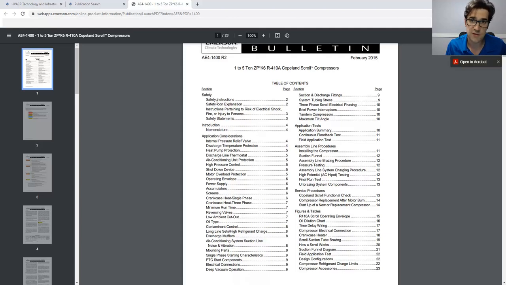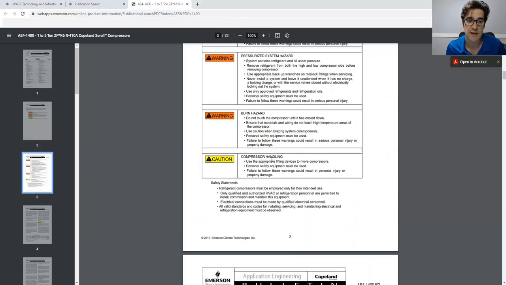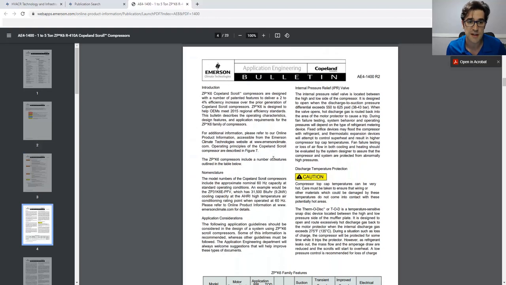Really should be reading the safety instructions. I know this can be tedious, but if you read it 4 or 5 times, you'll get the understanding, because there's a lot of safety issues that could happen, from electricity to pressure, you know, from oils and refrigerants. So there's a lot of things and injury that could happen. So read that stuff. I'm going to get into the application considerations. So internal pressure reliefs, discharge temperature protection, heat pump protection, air conditioning unit protection, high pressure control. So there's a lot of stuff that I'm going to go through here. As I go down, here's the safety stuff. This stuff should be read at least a few times to get a better understanding of it.